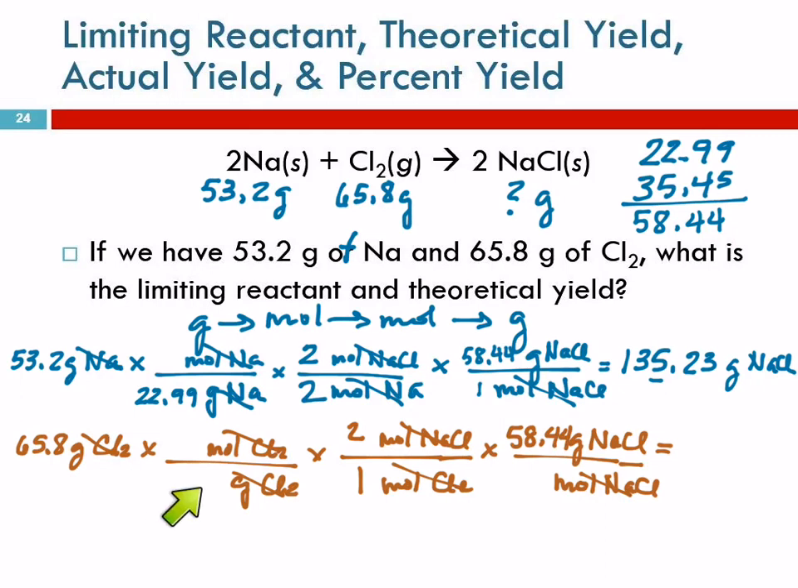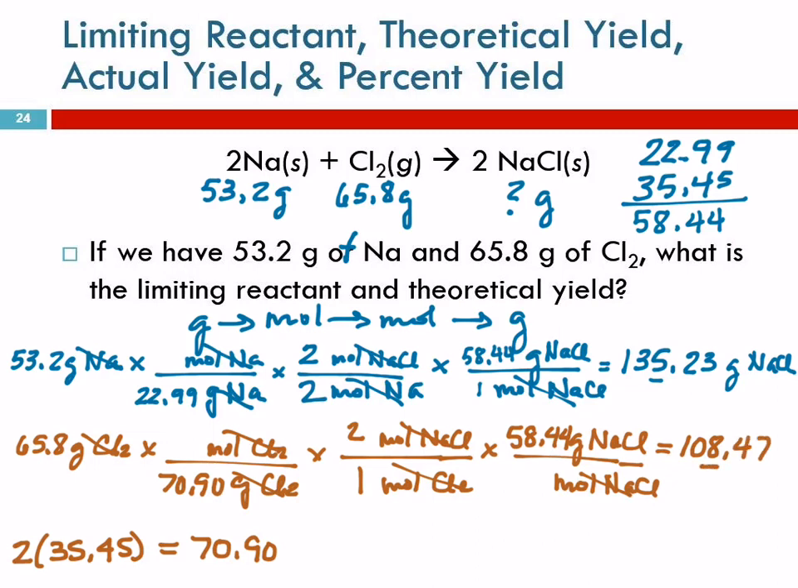And then we have to go back and pick up this guy. That's 2 times the mass of chlorine, which I believe is 70.9. 70.90 grams of chlorine. And then we get out our calculators. 65.8 divided by 70.9 times 2 times 58.44. And here we get 108.47. Again, with 3 significant figures. Grams of sodium chloride.